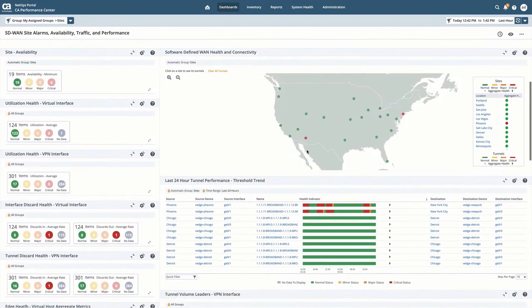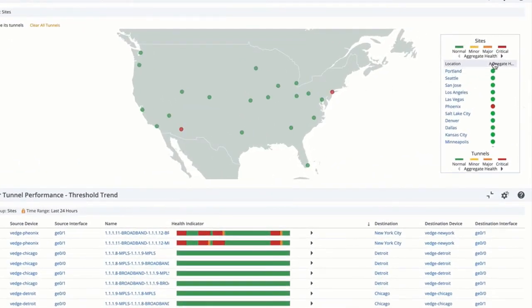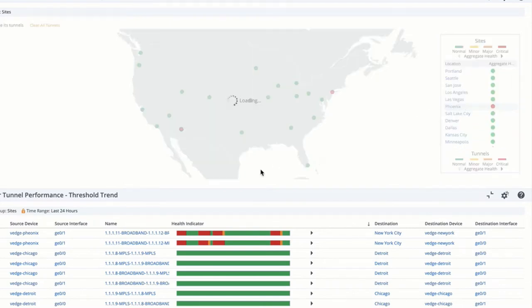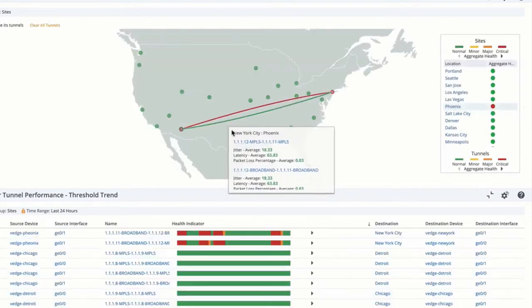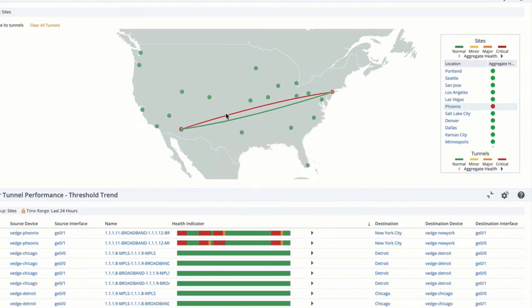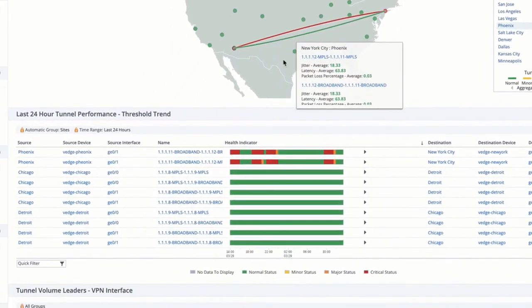I can scroll down to the innovative GeoMap, which provides simple visibility into the overall aggregate health within my SD-WAN environment. Quickly isolating problems is as simple as a click. The map will provide me with an overall topology where I can hover and understand the specifics related to the problems I'm seeing in my environment.